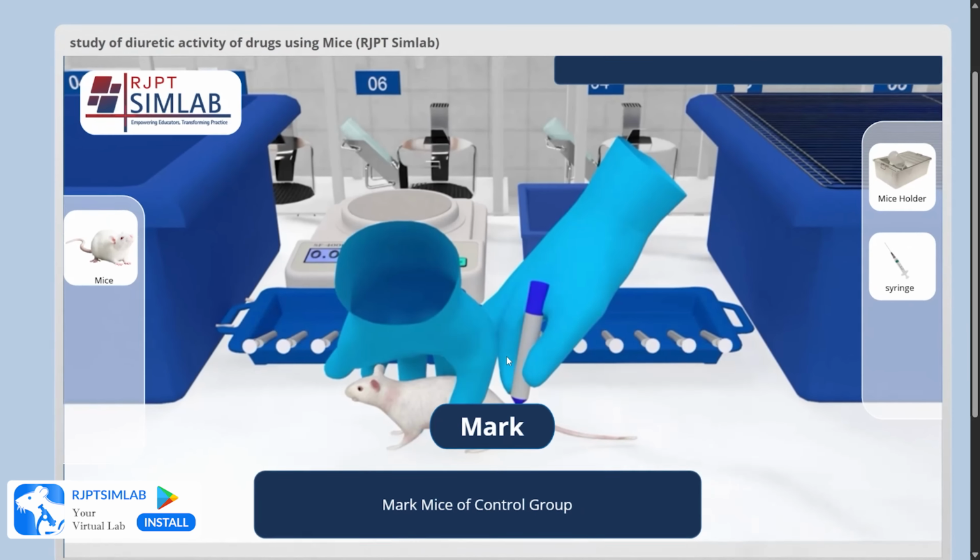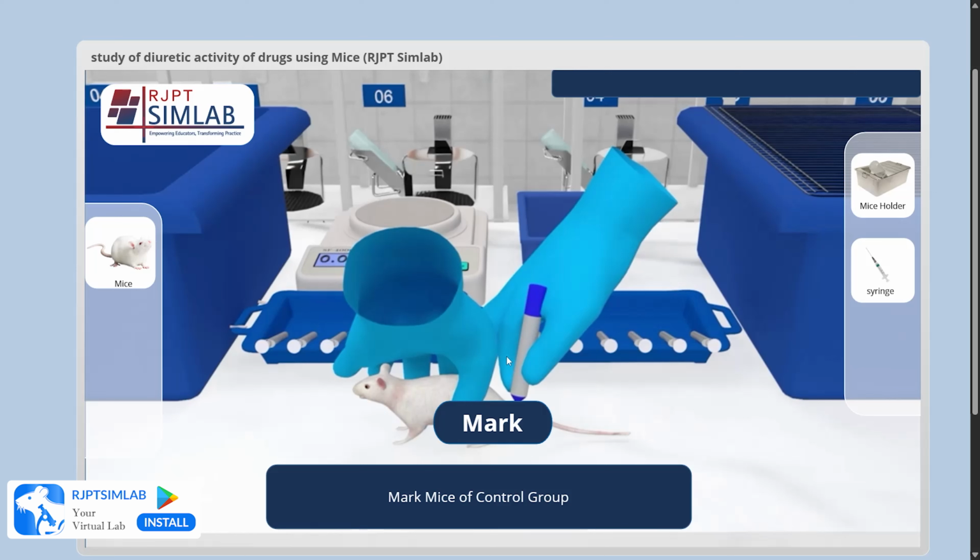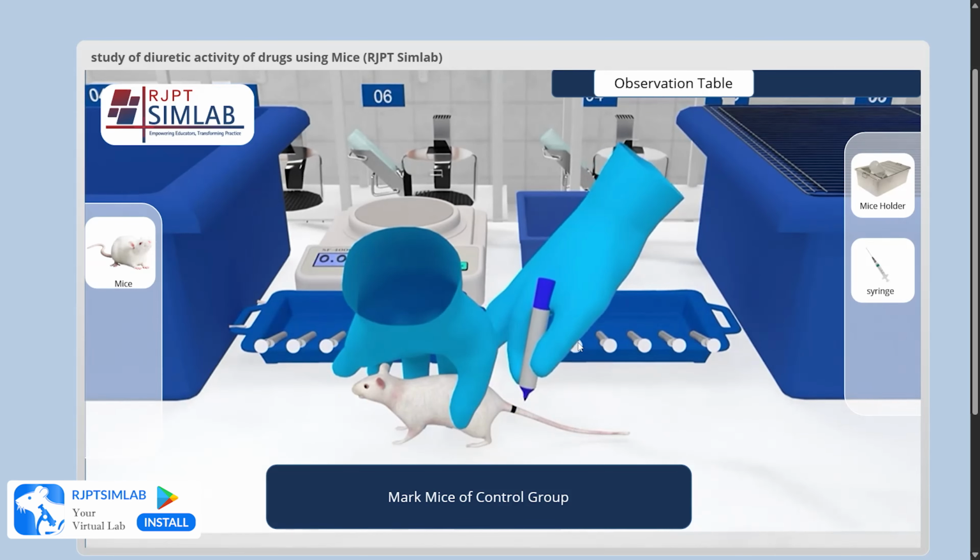Now we will perform our experiment. As we can see, this is the RJPT Simlab simulatory laboratory, and here we will perform our experiment. So now at first, let us divide the control group and the drug group of rats. But at first, we will mark the mice of control group and drug group so that we can differentiate it. So now let's start marking it.